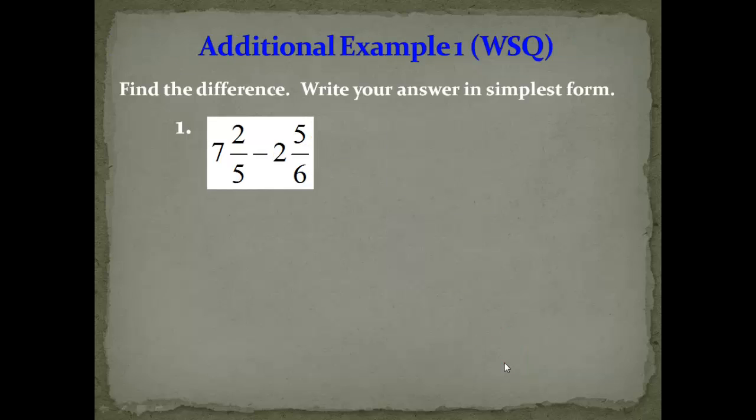Now we have an additional example you can put on your whisk form. You can either pause the video and try it on your own, or you may follow along. We want to find the difference, and we're going to write our answer in simplest form. 7 2/5 minus 2 5/6. First, we need to find our common denominator. Our common denominator for 5 and 6 would be 30. So we're going to multiply the first fraction by 6. And we're going to multiply our second fraction by 5.